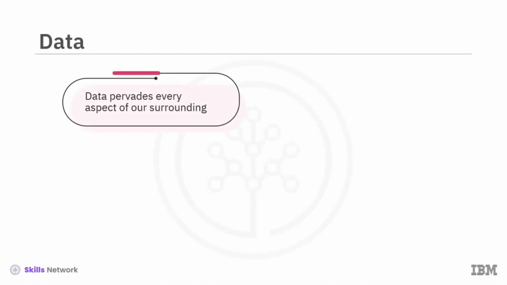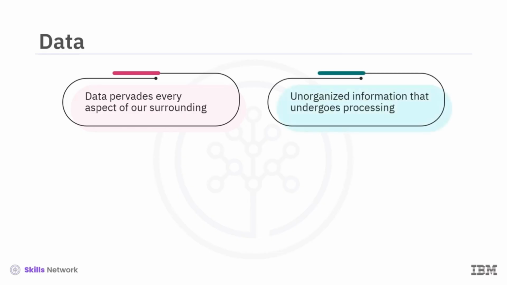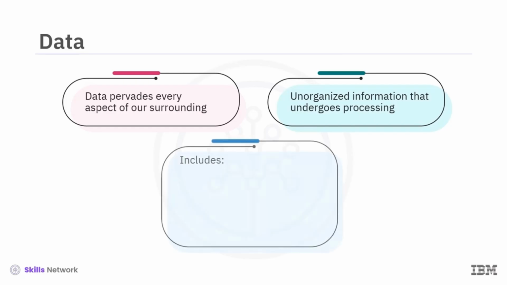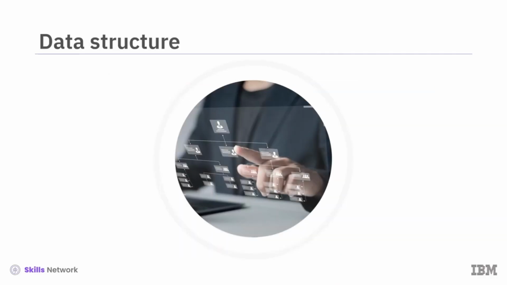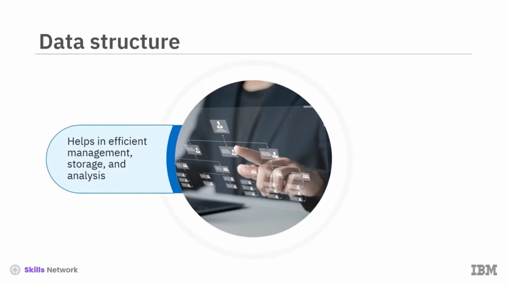Data pervades every aspect of our surroundings in the rapidly evolving world of information and technology. But how do we define data? Data refers to unorganized information that undergoes processing to make it meaningful. It includes facts, observations, perceptions, numbers, characters, symbols, images, or a combination of these elements. The structure of data plays an important role in determining its efficient management, storage, and analysis.